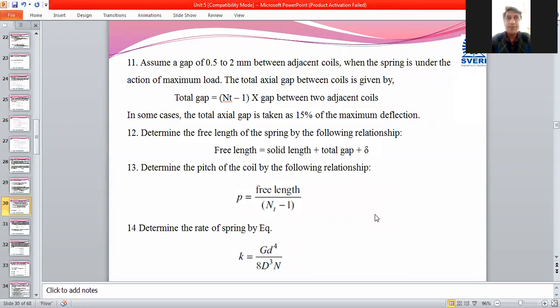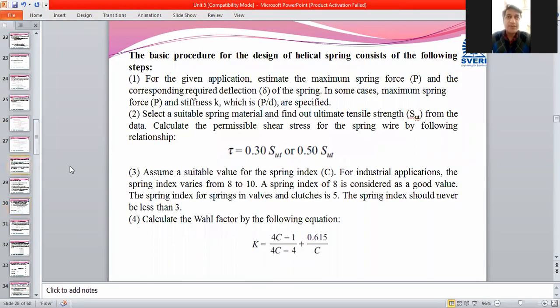Good afternoon to all. In the last lecture there was a little bit of change in the sequence, which I have corrected now. We have seen all the procedure by means of which we can design a spring up to 11 points. I will again take a review of that.